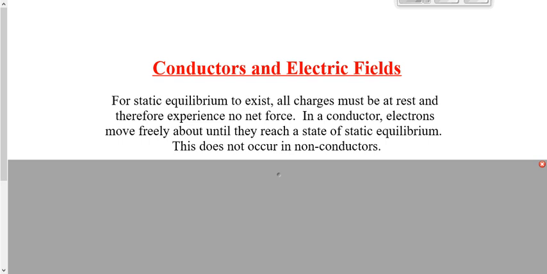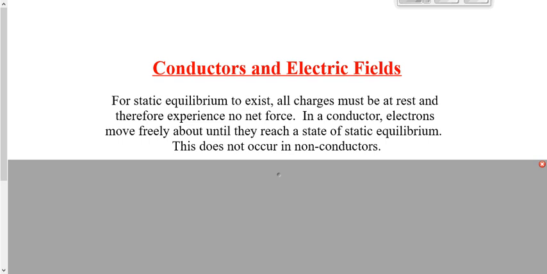This doesn't happen in non-conductors, right? It doesn't happen in insulators because the electrons don't move as freely as they do in conductors. Remember what we said a minute ago. Everything we're going to talk about today is going to involve conductors because the electrons can do what they need to do in conductors, not so much so in insulators.